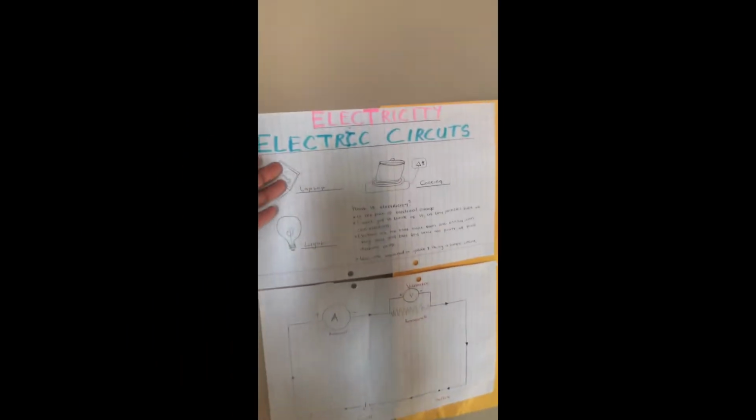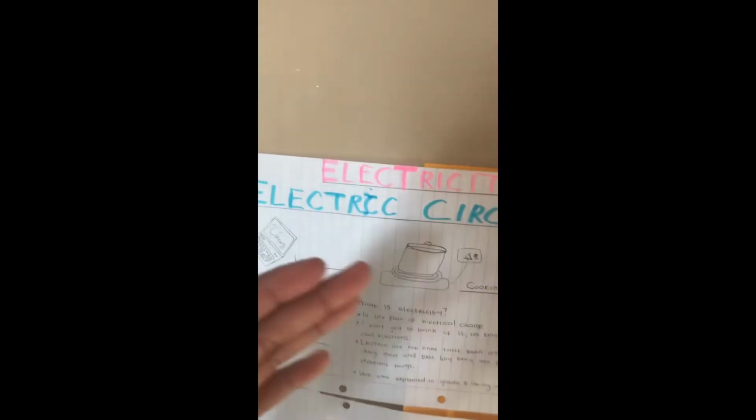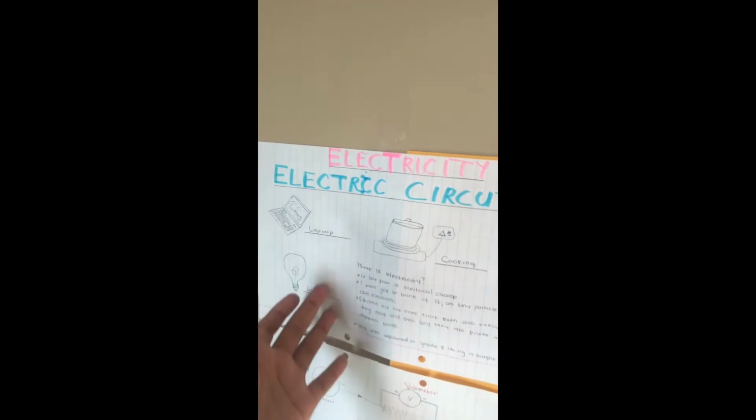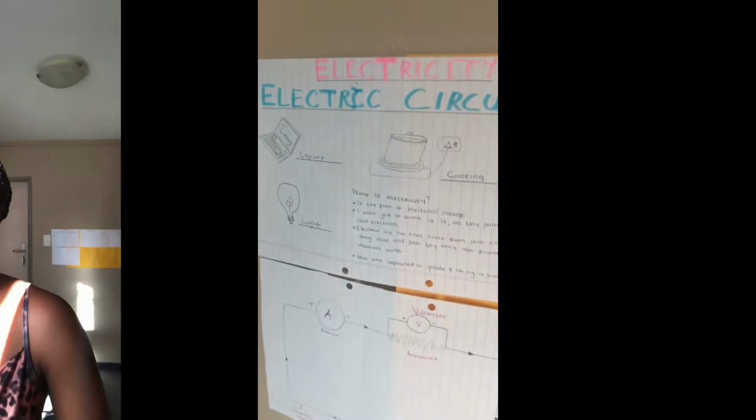Let's look at the board. As you have already mentioned the things that we use electricity for, I've already made a few examples, which are cooking, charging my laptop, and lights. So how does electricity power up all these things?